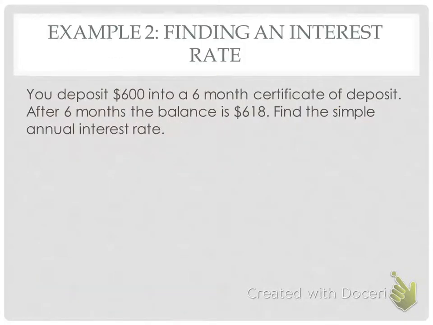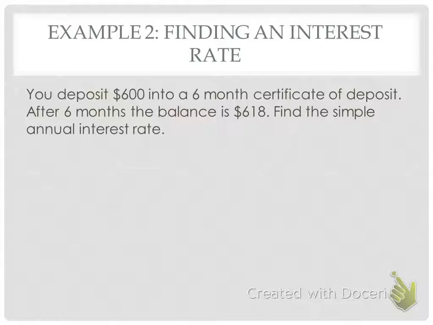Now, in example 2, okay, notice that now we're finding the interest rate. Think back with me for a second, back to earlier in chapter 9, when we were dealing with the proportions, the percent equation. Sometimes we found A, right? Sometimes A was what we didn't know. Sometimes we solved for B. Sometimes we solved for P. So the simple interest formula is much the same thing.